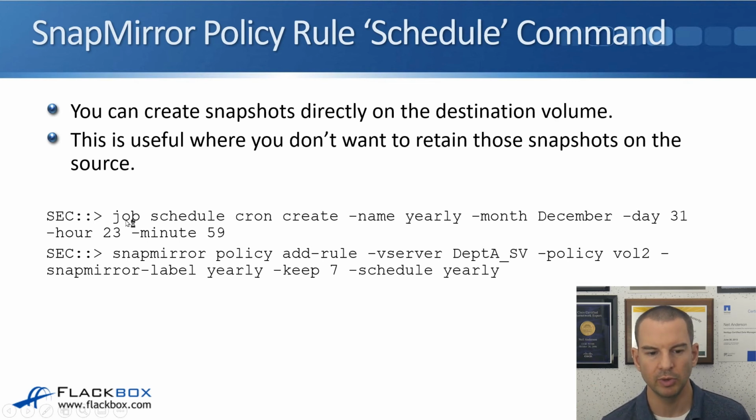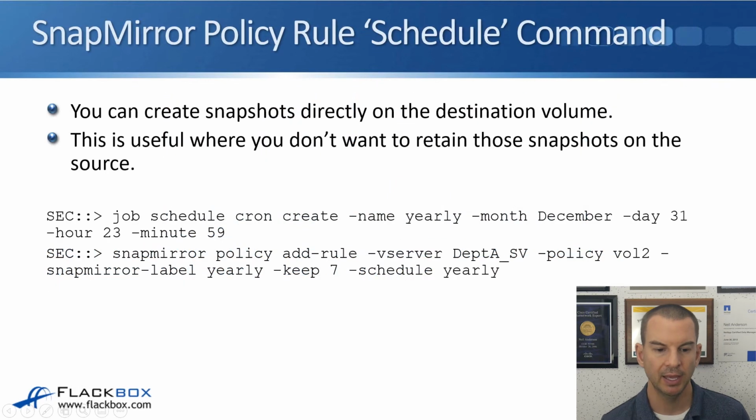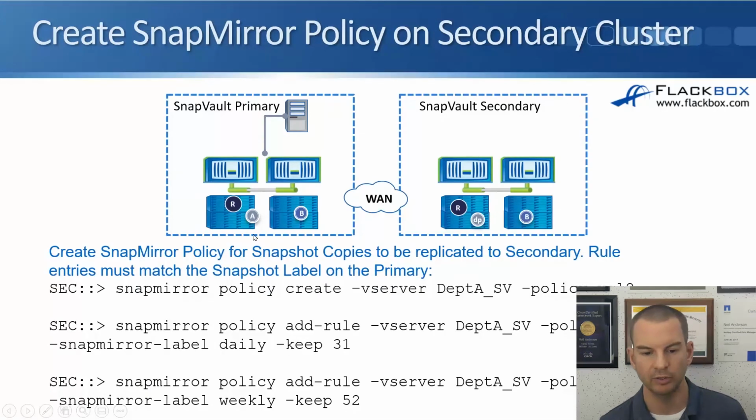So here, going back just one slide. So here, I'm going to add another rule to this policy that I had already created. And I'm going to say job schedule. First off, I need to have a cron schedule. So when you looked at these, I had my daily snapshots and my weekly snapshots. Those are system cron schedules. So they're already in the system anyway without you having to configure anything.